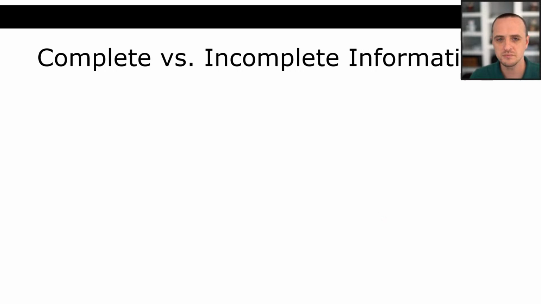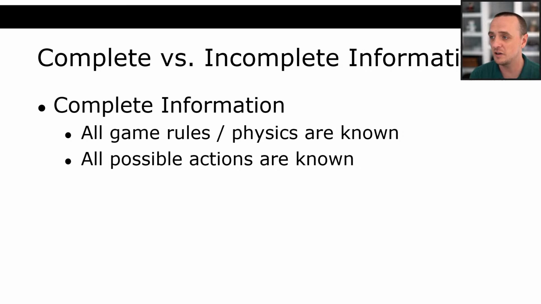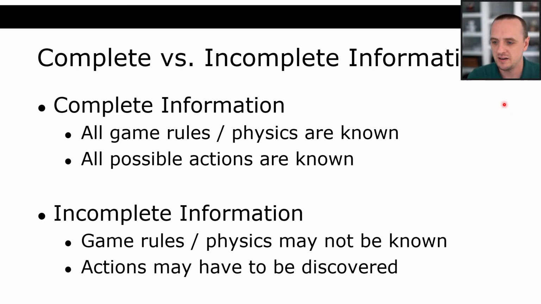Next, we have complete versus incomplete information. In a complete information environment, this is not observability. It's different, okay? In the observability problem, complete observability meant we could see all the environment. In a complete information environment, we know all the game rules and all the physics, as well as all the possible actions. In an incomplete information environment, the game rules or physics may not be known to us, and so the actions may have to be discovered. So for example, in the real world, I would kind of say that that's incomplete information. So not only is it partially observable, insofar as some of the things you can't see, but even the rules of the game may not be known to you, right? You may not know exactly what the physics of the game do. And so you may have to try actions in order to see what they do.